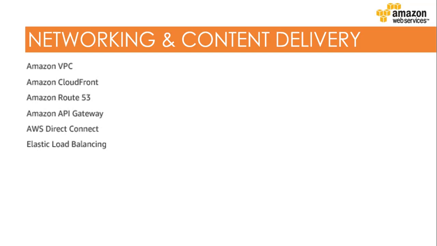Let's talk about an overview of networking and content delivery. Our main targets will be Amazon VPC, Route 53, Direct Connect, and Elastic Load Balancing. So let's go through them one by one.